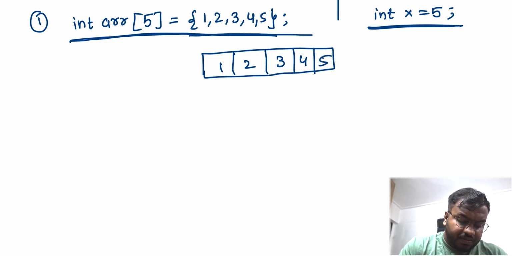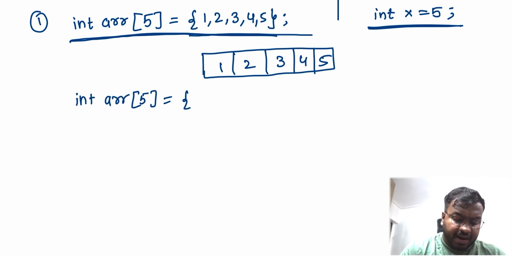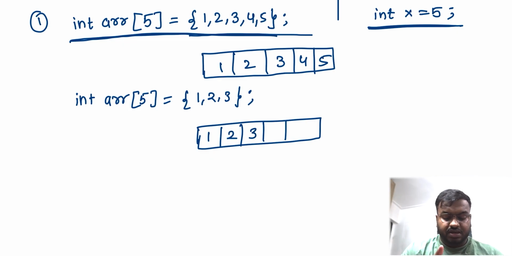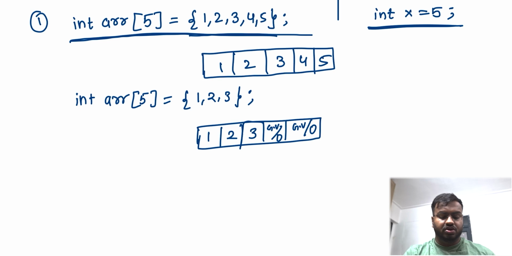Now what will happen if you assign an array fewer elements? For example, we have declared an array of size 5, but we are assigning only 3 elements. In this case, an array of size 5 will be declared, and then 1, 2, 3 will be assigned to the first, second and third positions, and the rest will be assigned garbage value or 0. Garbage value or 0 depends on the compiler. Some compilers will assign garbage values and some compilers will assign 0. So in this way, you can initialize the array.